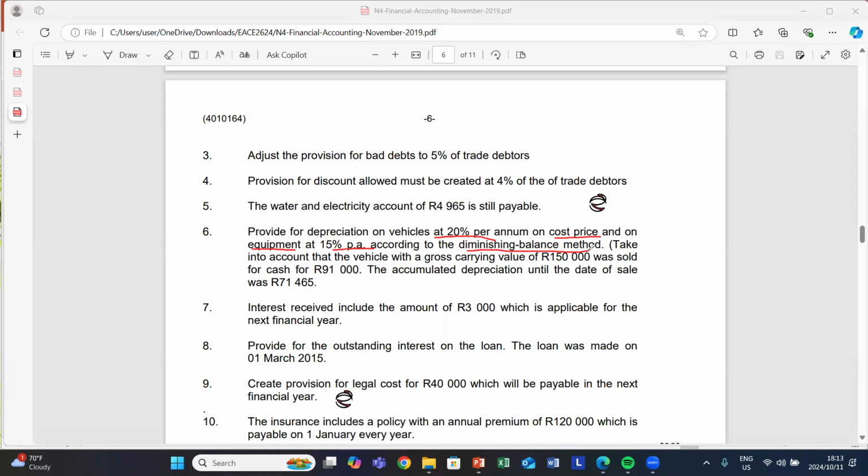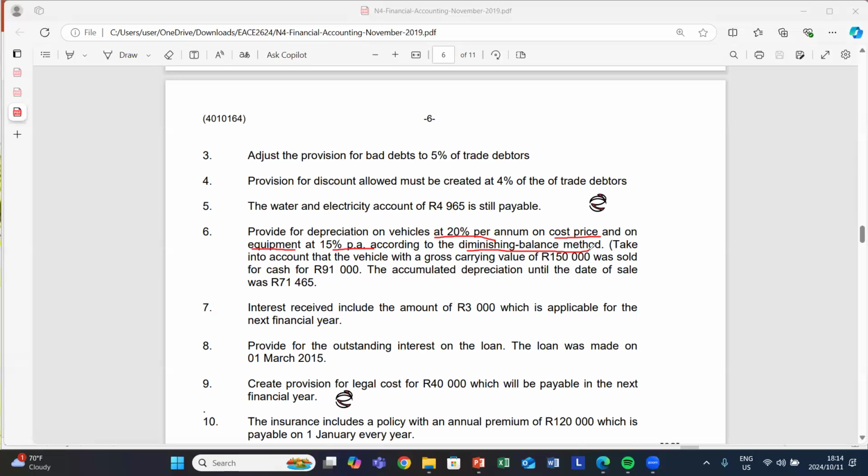So what is the cost price method? When we calculate depreciation using the cost price method, it simply means that to calculate the depreciation for an asset, we are supposed to use the cost price of that asset. According to the cost price method, we'll just be using the cost price of our asset.